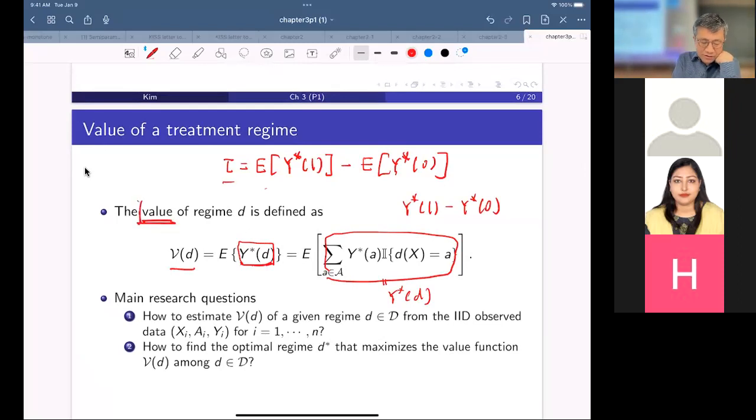We have a name for it: we call it the value. Value is a concept, kind of an expected reward, because this is the expectation of the potential outcome. The higher the value, the better. So basically we have two main research questions in this regard. The first one is how to estimate the value of a particular rule, the value of a particular treatment regime.